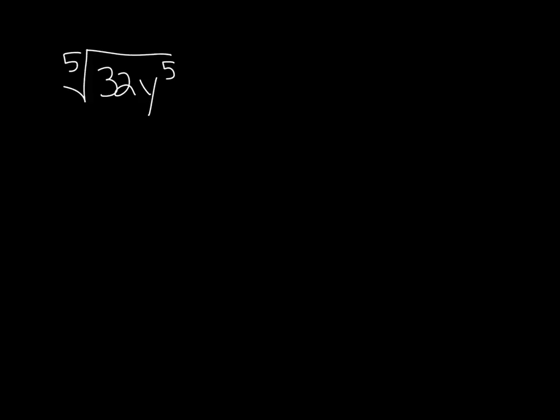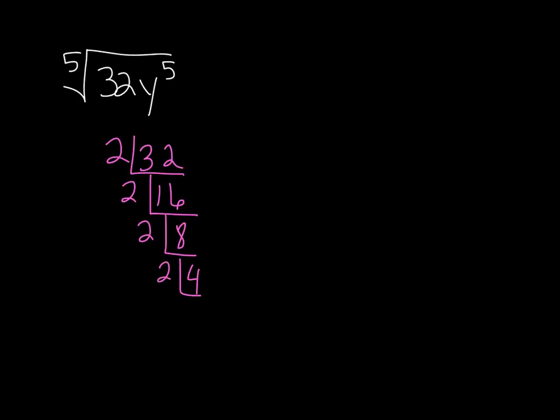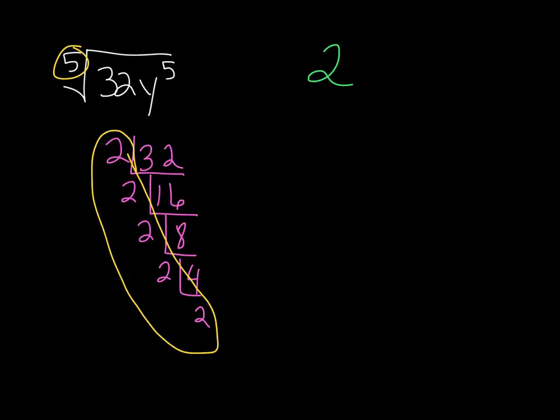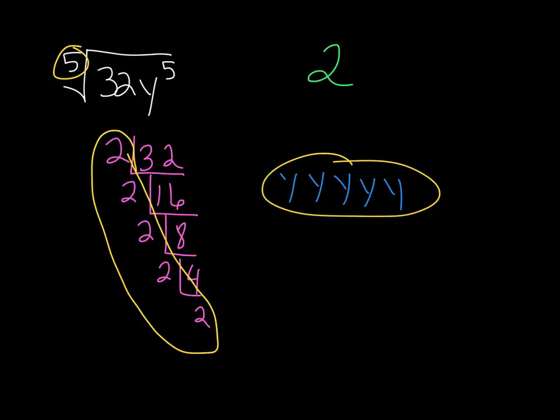Okay, let's do the prime factors of 32 again. I'm getting good practice with some of these numbers. So 2 goes into 32 16 times. 2 goes into 16 8 times. 2 goes into 8 4 times. 2 goes into 4 2 times. Now my index is 5, so I'm looking for a group of 5, and I have 1, 2, 3, 4, 5 2's right there. So all of my 2's make one group, so I'll bring a group of 2 out. And then the y's, we have 1, 2, 3, 4, 5, which is a group of 5.